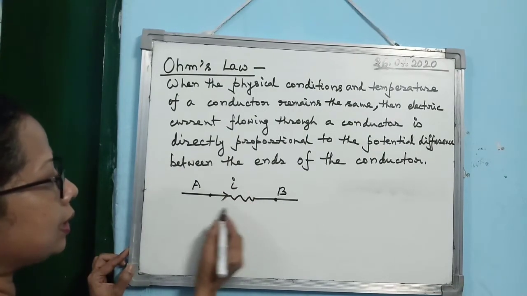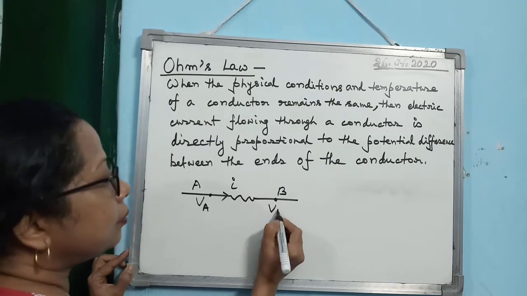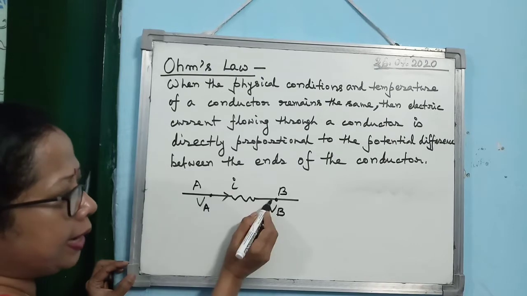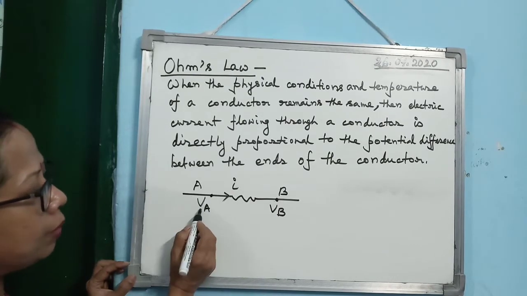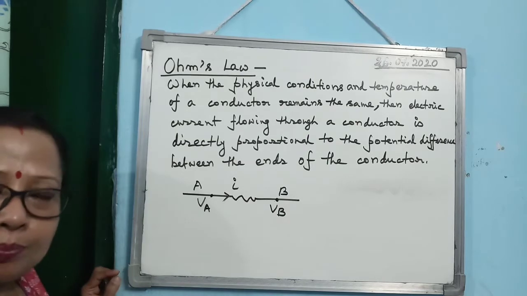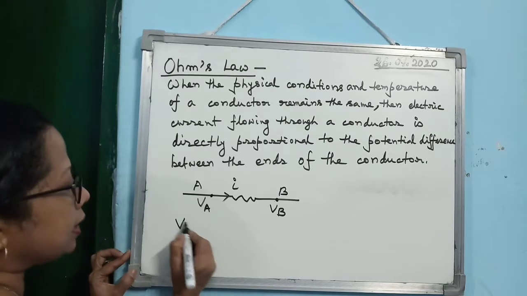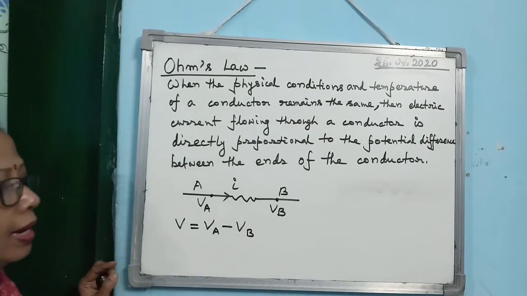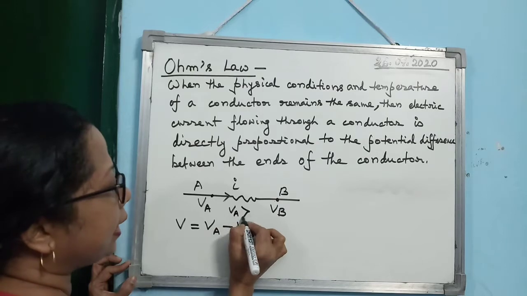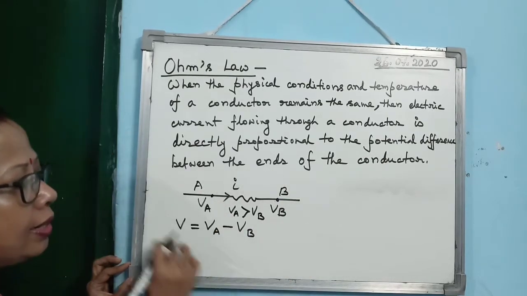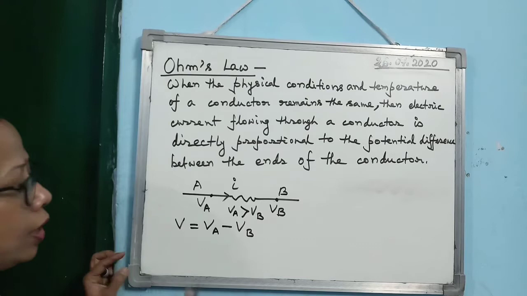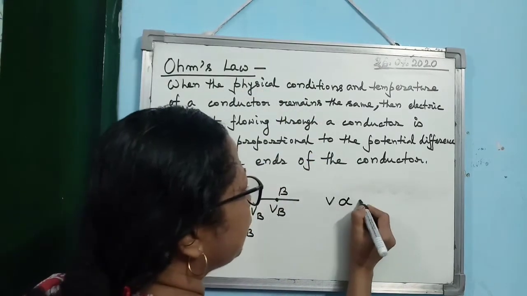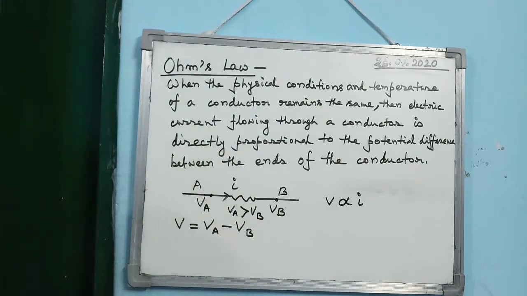So let us consider there is a conductor, and through the conductor a current I is passing from point A to B, where the potential of point A is VA and the potential of point B is VB. Let V be the potential difference between A and B. Alright, and it is understood that VA is greater than VB. You must draw the entire thing, whatever I am writing here. Now, according to Ohm's law, this current and potential difference are directly proportional.